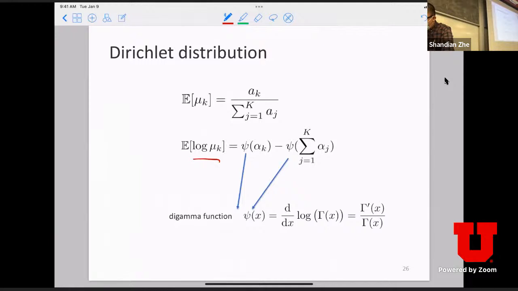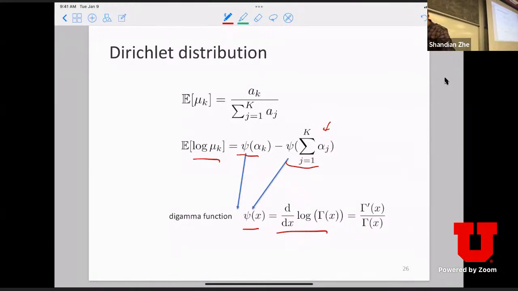You need to compute the expectation of the logarithm of this mu k. Right? As long as you know the parameters, this is given by the digamma function. So digamma alpha k is subtracted by digamma of the summation of all the parameters. Digamma is defined as the derivative of the logarithm of the gamma function.